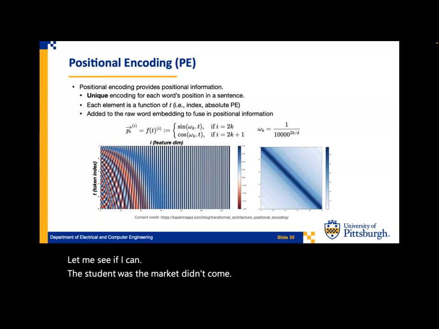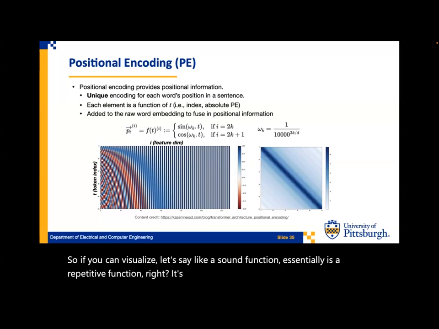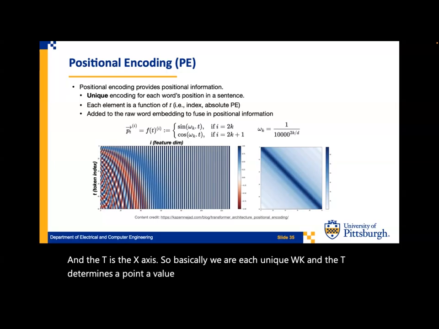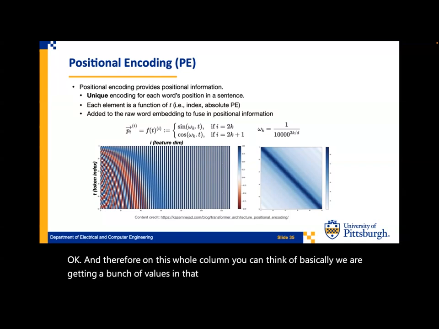So if you can visualize, a sine function is essentially a repetitive function, right? It's a wave. Does that make sense? And basically, the wk value determines the frequency of the sine wave, and the t is the x-axis. So each unique wk and t determines a point, a value in that sine wave. Therefore, on this whole column, we are getting a bunch of values in that sine wave according to the time t. Does that make sense?